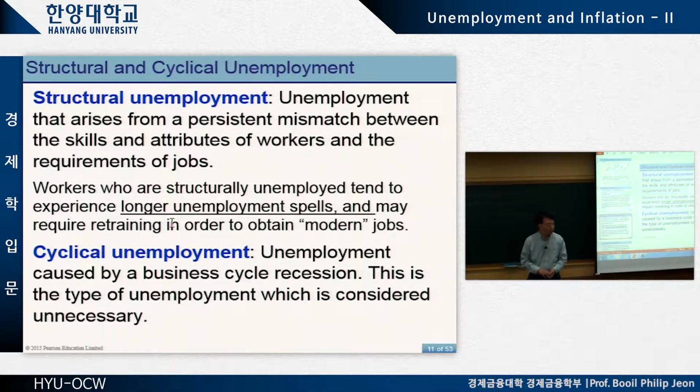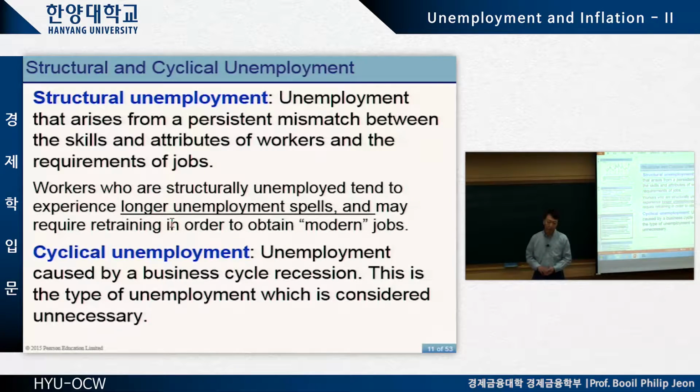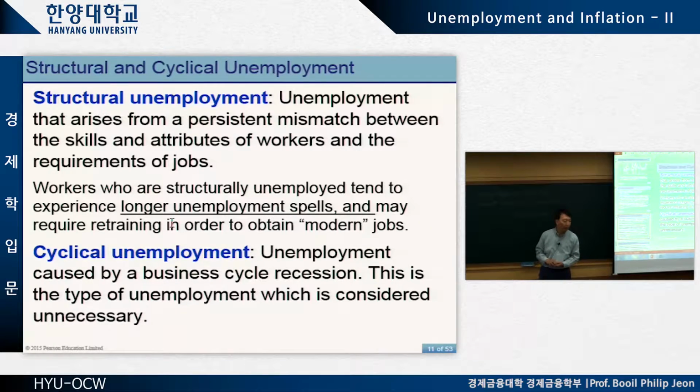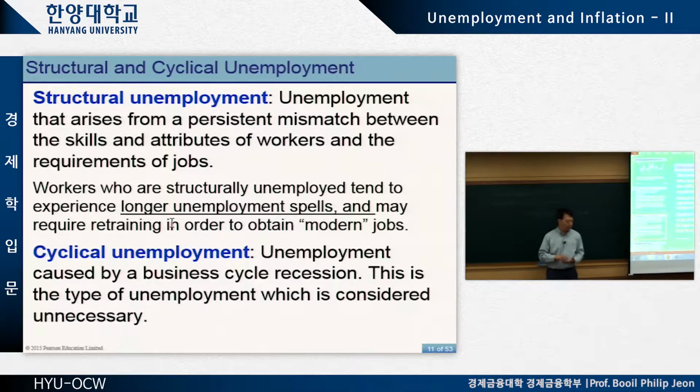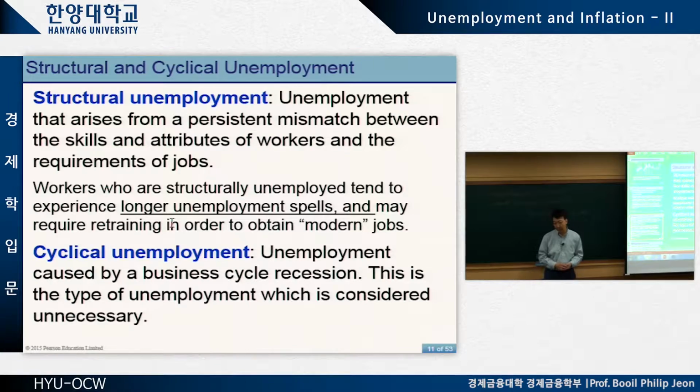Now, the last type of unemployment is cyclical unemployment. Cyclical unemployment has to do with the business cycle. Because of the economic downturn, recession, the demand for goods and services becomes weaker, and that means the companies will have to reduce their output and reduce their workforce. So some people will have to be let go, and they will become unemployed. That's the idea of cyclical unemployment.